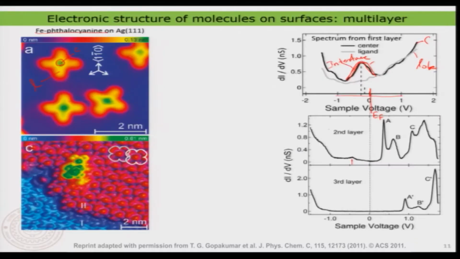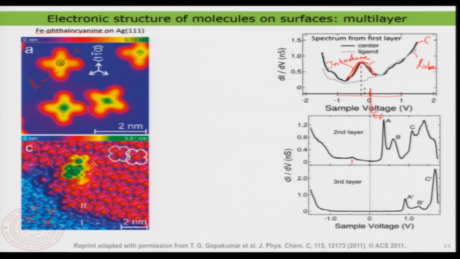Now, let me show you something interesting, because you recollect that we had also deposited a multilayer of this molecule on the same surface. So, I have the first layer, and then I deposited the second layer, and I even have a molecule here in the third layer. So, this would be the third layer of the molecule. And now, we can measure the spectrum at the center of the molecule, and we can see what happens.